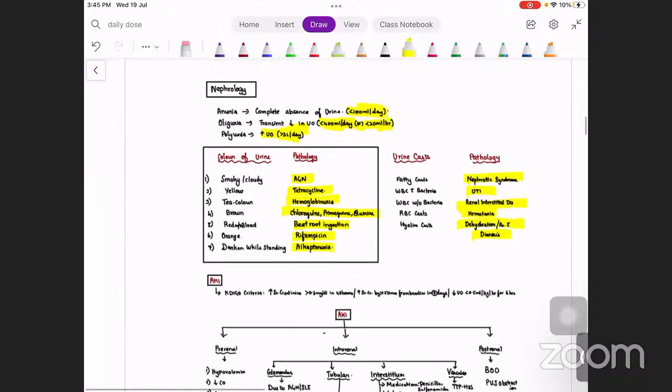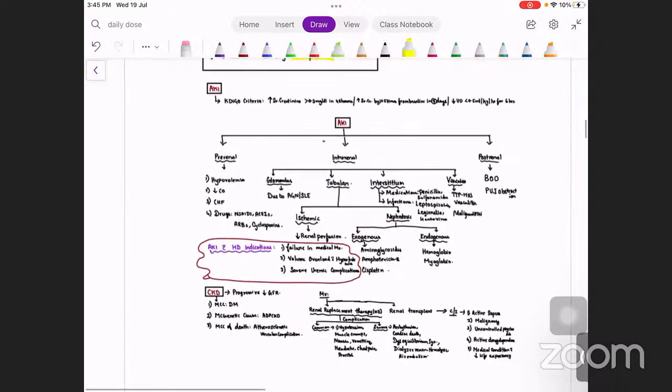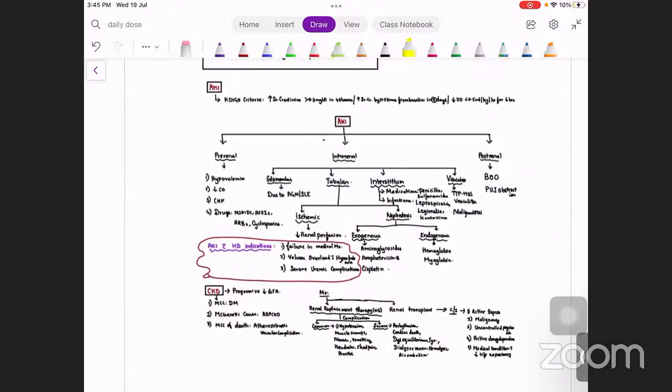So this is all about the urinary casts, the color of urine, the amount of urine secretion and their definitions. Okay. Now, moving on to AKI. We are going to talk about AKI and CKD, and then the nephrotic and nephritic syndromes. That covers our entire nephrology section.